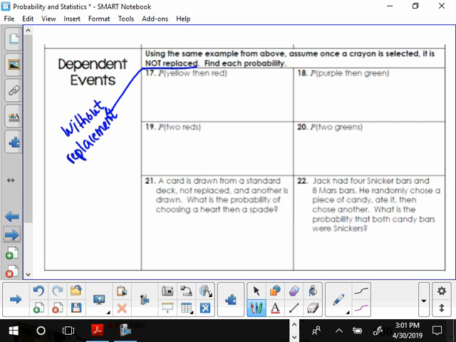So if we want the probability of yellow and red on number 17, the probability of getting a yellow is 6 out of 32. But see, I don't put that back in, I keep it. So what does that reduce my sample space to? 31. And there's 8 red. So that reduces to 3 divided by 16.